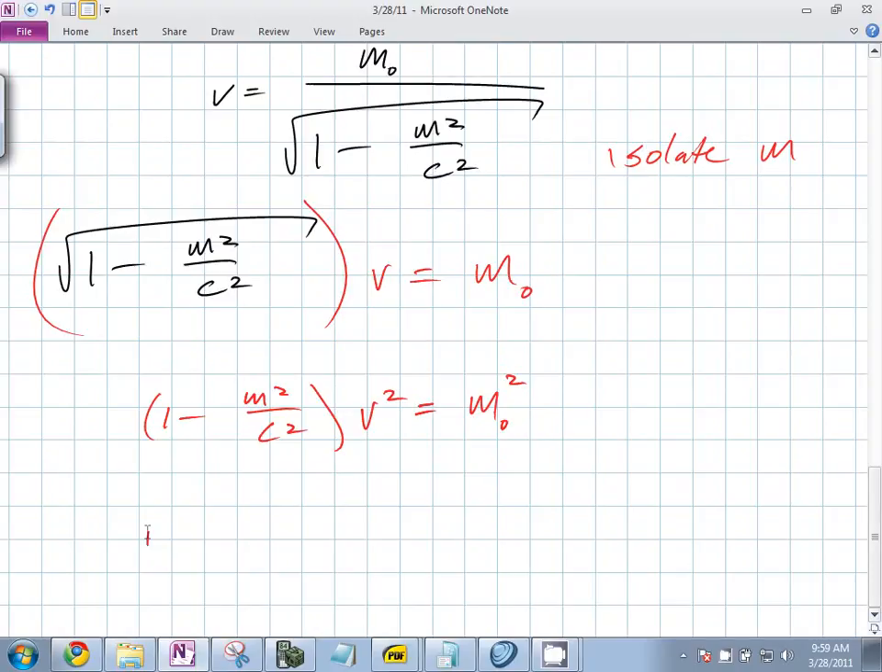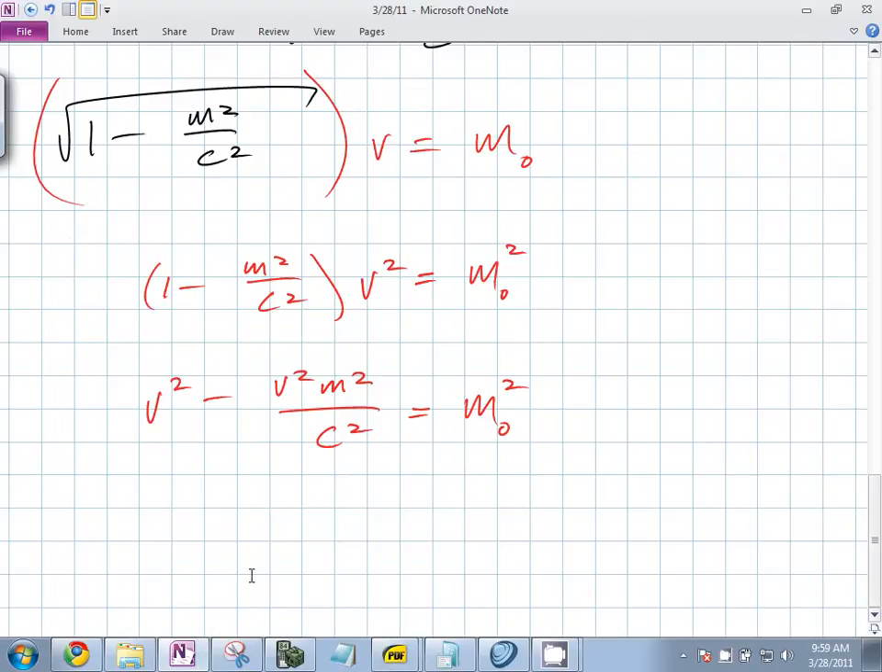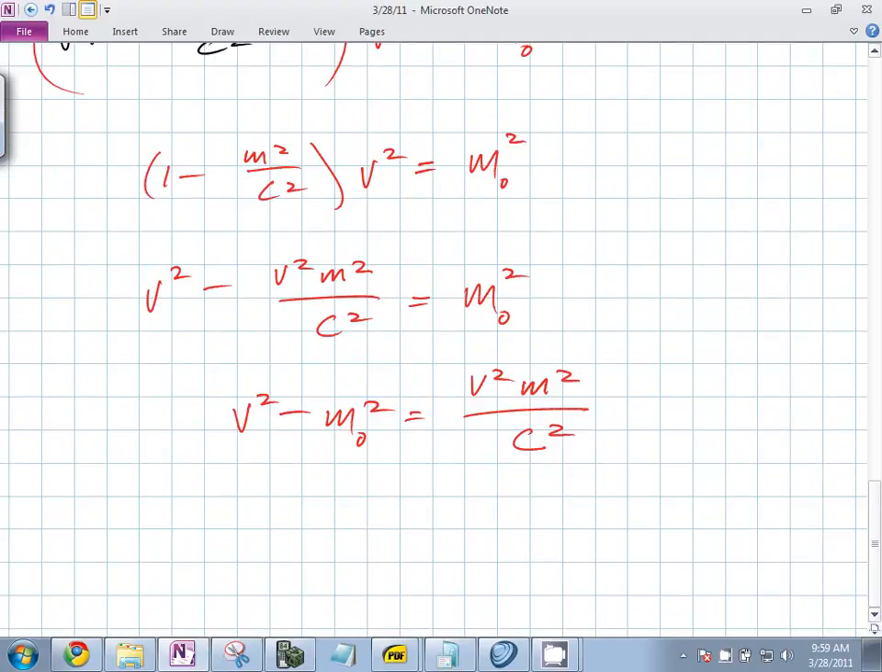So we end up with v squared minus v squared m squared over c squared equals what? M naught squared. So what do we end up with? We end up with v squared minus m naught squared is equal to v squared m squared all over c squared. Good. What should I multiply both sides by? C squared times v squared minus m naught squared is equal to v squared m squared.